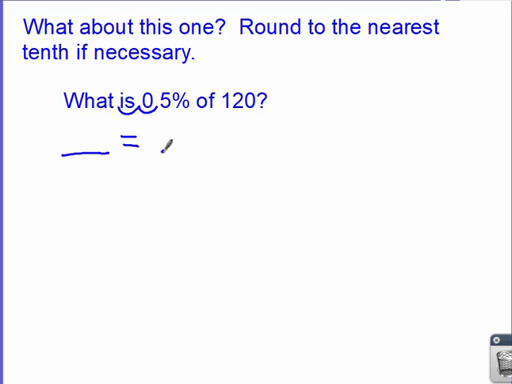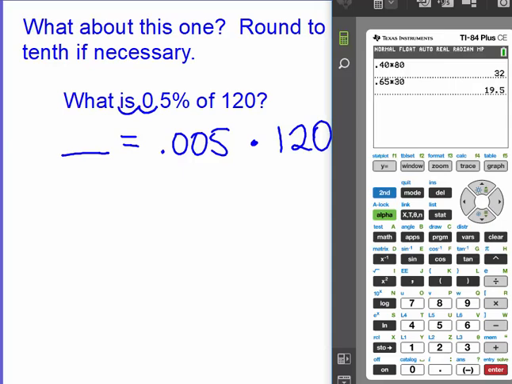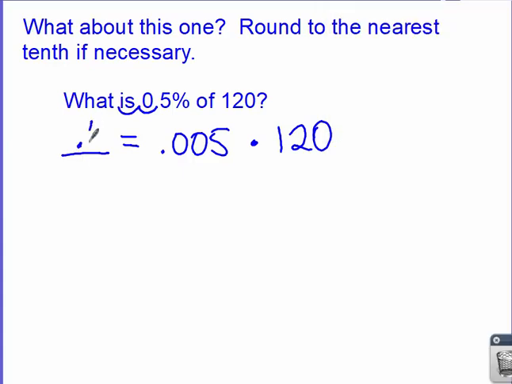So this one should be 0.005, and then of is times, and then 120. So we've got to remember that just because there's a decimal in this number, if it has a percent sign attached to it, it is not a decimal yet. It is just a percent that has a decimal in it. So I have to move that decimal 2 places to the left before it's a decimal. Then I go to my calculator and I type that in. 0.005 times 120 equals, we end up with 0.6. So you can have values that are relatively small.